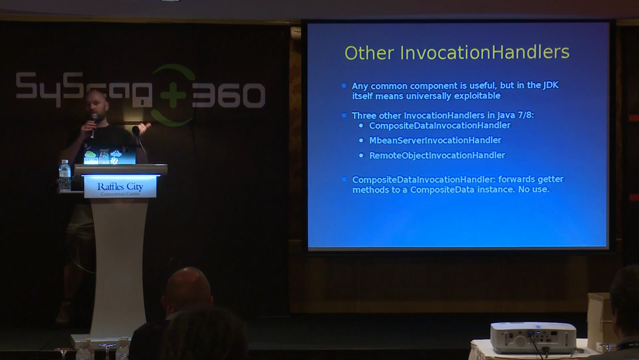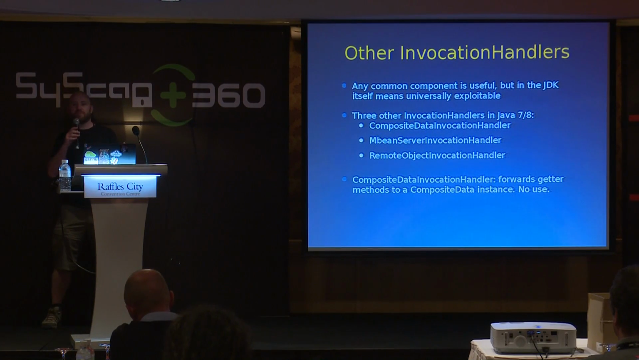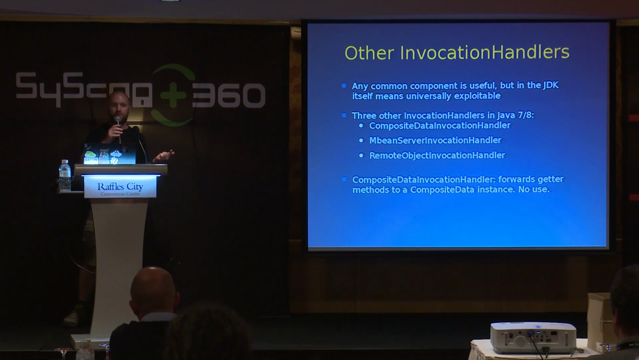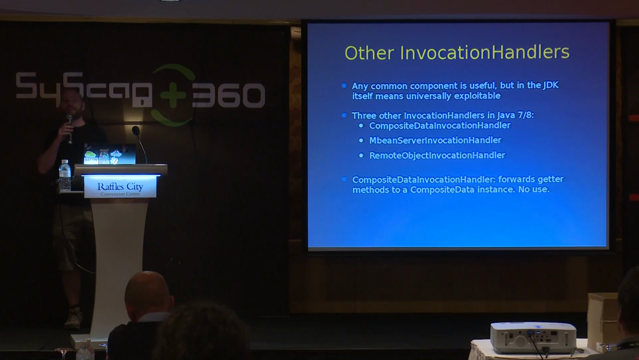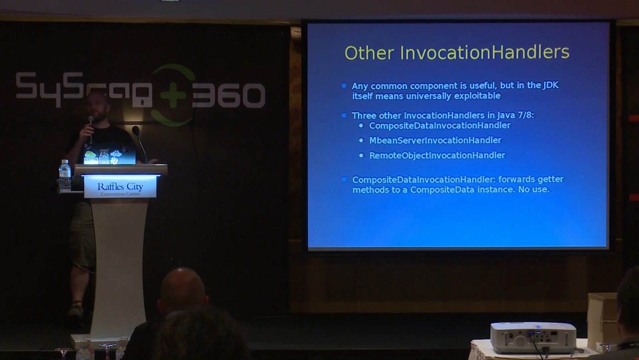So all of the ones that we saw so far, commons-fileupload, Spring, these are pretty common libraries. 10, 20, 30% of Java apps would be using them. What if you could get a vulnerable invocation handler in the JDK itself? Then you have 100% guarantee that any application that's deserializing user-supplied content is vulnerable.